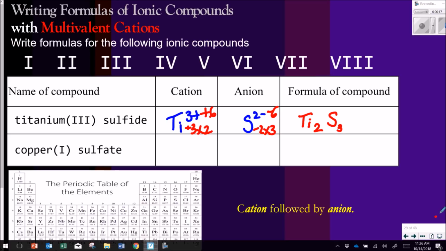Copper(I) sulfate, notice that even when the charge is 1, we do have to put the Roman numeral 1. So copper(I) is Cu with a charge of +1. Sulfate is SO4 with a charge of -2. Now I balance my charges. So I have to multiply the copper side by 2 to get a total of +2 in order to balance out my -2 on the sulfate side. So my final formula is Cu2SO4.